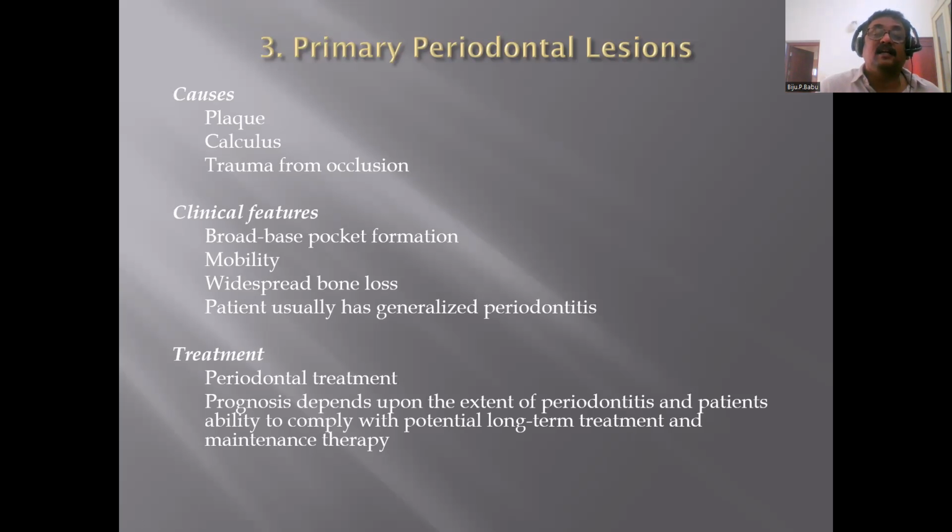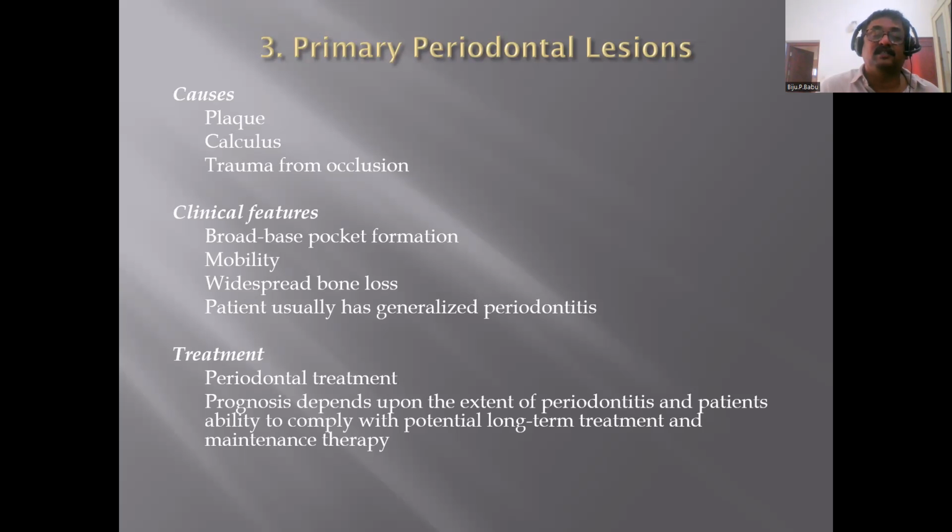So here the clinical feature is a broad-based pocket formation. When you check the tooth, you usually find a pocket which has a broad base, a wide open pocket which is narrowing down. There's mild mobility of the tooth. There's widespread bone loss around the tooth, and the patient usually has a generalized periodontal defect unless it is from trauma from occlusion, which is localized.